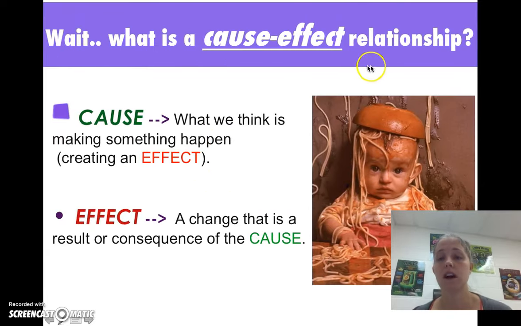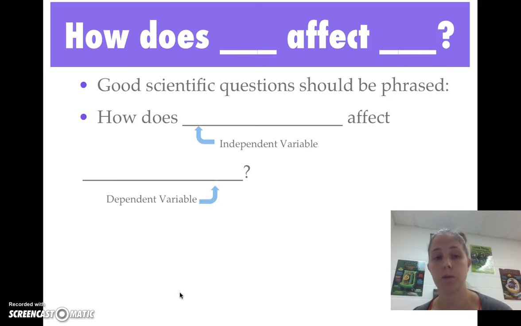So what is a cause and effect relationship? The cause is what we think is making something happen, and it creates an effect. The effect is a change that is a result or consequence of the cause. So this is our independent variable. This is our dependent variable. So we're looking for a relationship in our scientific question between these 2.